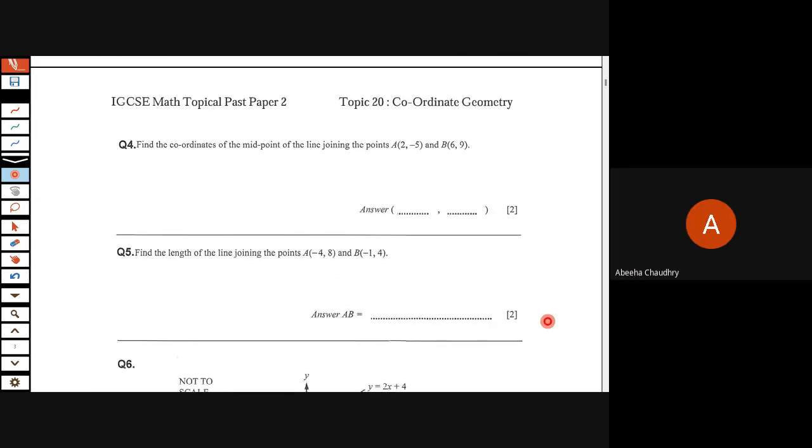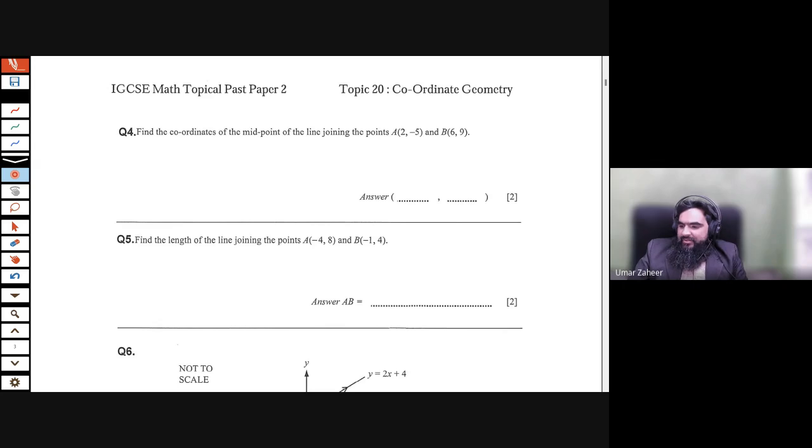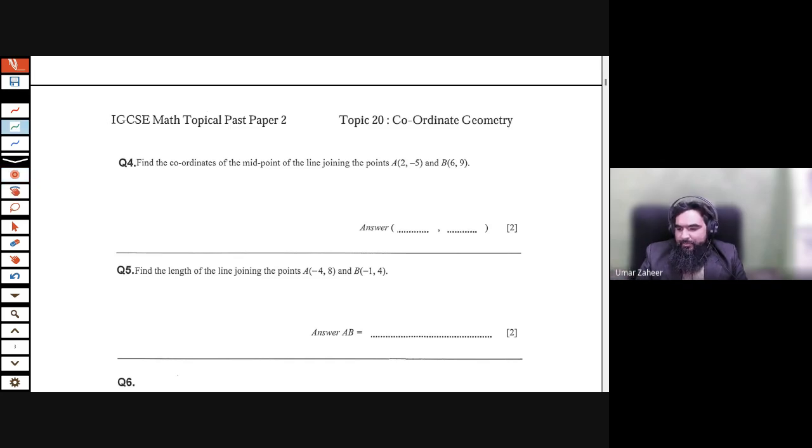Next, he says to find the coordinate of the midpoint of the line joining the points A and B. Yes, Ruba, do you remember the formula for the midpoint?